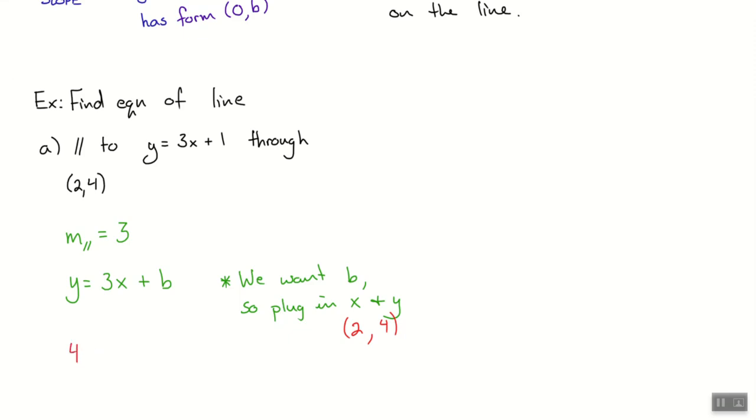We have 4 equals 3x, and I'm going to go in just a second. We'll put in the x there, plus b.